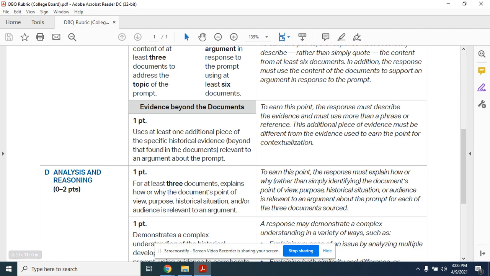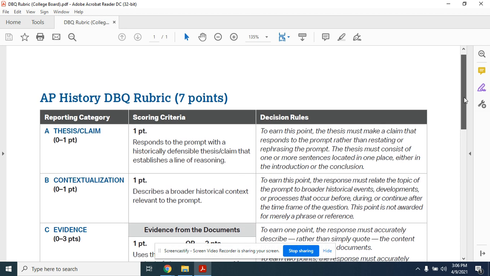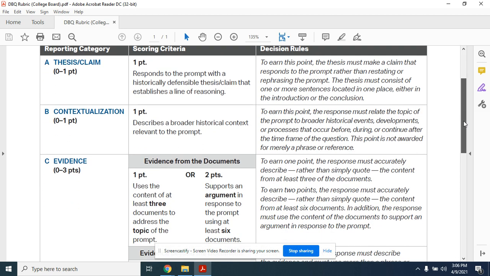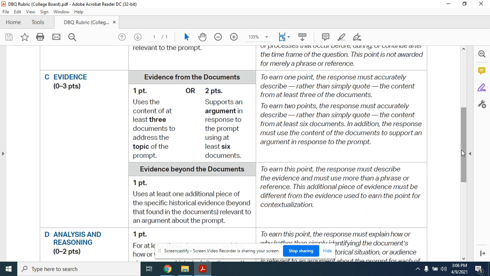Okay, all right, so that's your walk through the rubric. Again, there are a total of 7 points. Many of them are very similar to what we see in the long essay, but a few of them are unique to the documents and to sourcing the documents. And that's kind of the key difference in a DBQ essay.